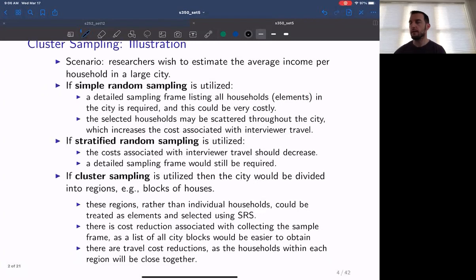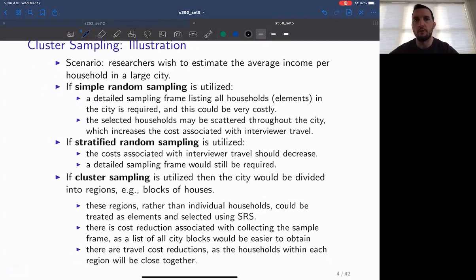Okay, so to illustrate the idea, let's work through the following scenario. Researchers want to investigate the average income per household in a large city. If we use simple random sampling, you would have to have a detailed frame listing all of the elements in the city, which could be very costly. Say you have some large city like Toronto or Vancouver, and your frame gives all of the households in the city, a list of every single household. You can imagine how large that sampling frame might be.